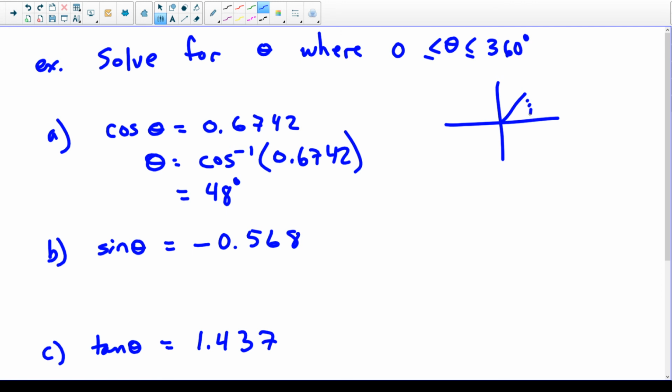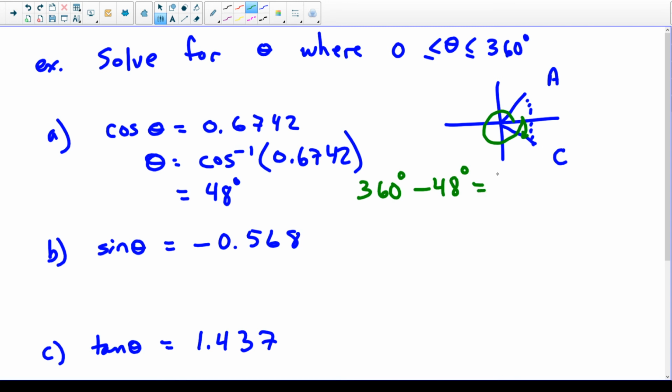Well, the cosine is positive in the All quadrant as well as the C quadrant. So that means I have to mirror this angle down here. What's the quickest way of calculating that angle? Well, if I go all the way around to 360 and subtract that mirrored angle, it's going to give me my answer. So to find the other angle, I'm going to do 360 minus 48.